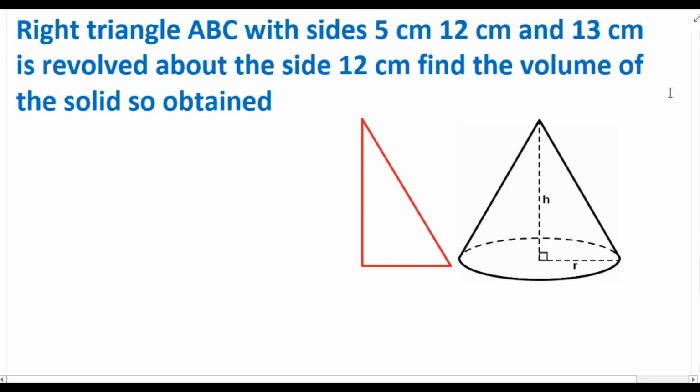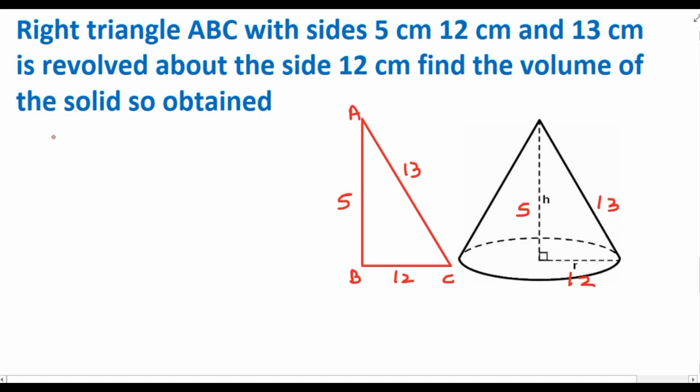The next question, right triangle ABC with sides 5 centimeter, 12 centimeter and 13 centimeter is revolved about the side 12 centimeter. Find the volume of the solid so obtained. So when you revolve a right angle triangle about one of its sides, we get the solid shape named cone. And so now we need to find out volume of the cone. So here height is 12, radius is 5 and slant height is 13.